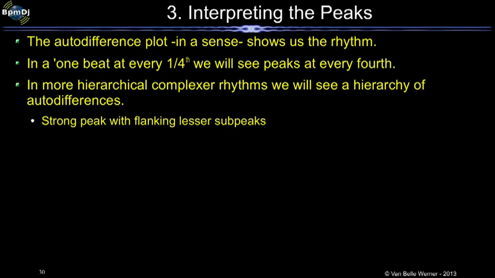Instead of simply finding the peak and using that at face value, we also will take the distances between peaks into account. That is possible because in a 4-4 rhythm, with a beat at every fourth note, we find that the autosimilarity plot has peaks at every beat length, and that the distance between those peaks are also a multiple of the tempo. In more complex rhythms, we find a hierarchy of autodifferences. We will find a strong peak with flanking subpeaks, but in almost all cases, the distance between the main peak and the subpeaks will be a multiple of the tempo.